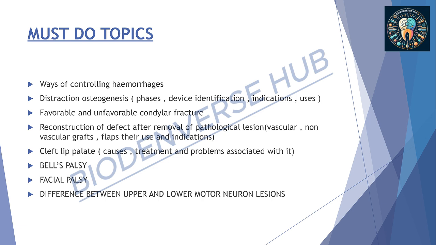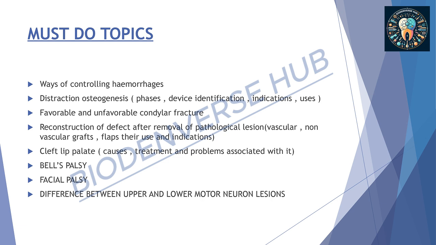In that regard, the phases, device identification, the indication, and the uses can be asked. After that, we have the favorable and unfavorable condylar fracture, and it could be given as a clinical picture showing the direction of displacement. In that regard, you will have to identify the direction of displacement, whether it is a favorable or unfavorable condylar fracture, and the muscle pull acting on them in either case. Then we have the reconstruction of the defect after removal of pathological lesions that can be asked.